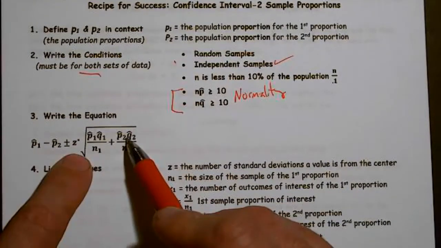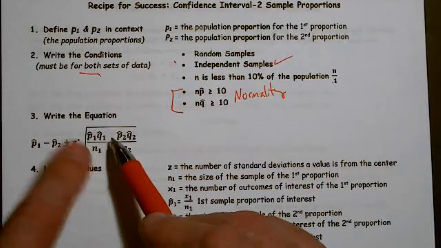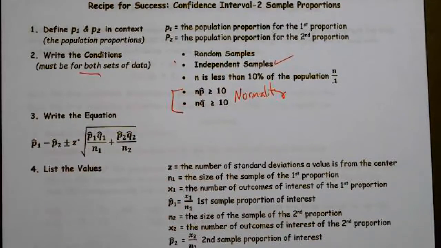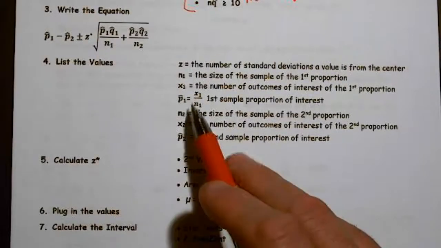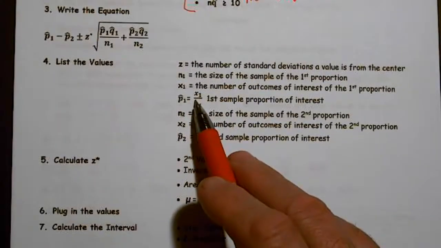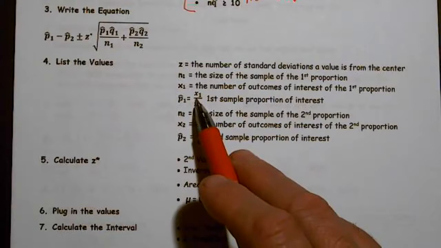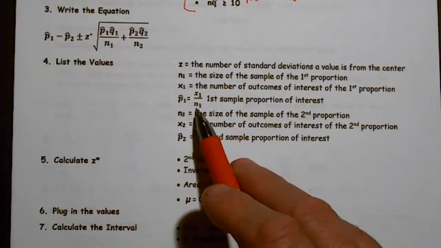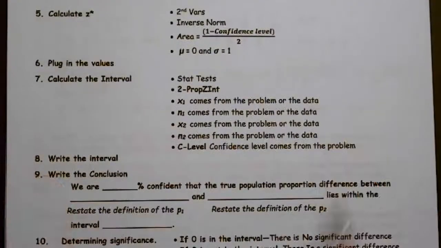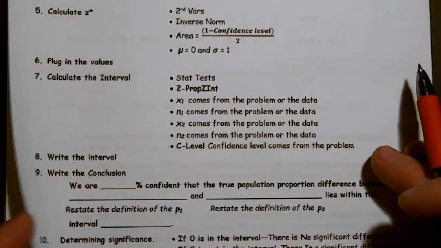Please note that in the standard error, we're using p hat. The reason is that we don't have a claim for the null, so we have to use the sample. Remember, just as in one sample, p hat is x over n, the number of successes over the sample size. Everything else follows the same. And we're looking for: we are 95% confident that the difference in the true population proportions lies within the interval blank.